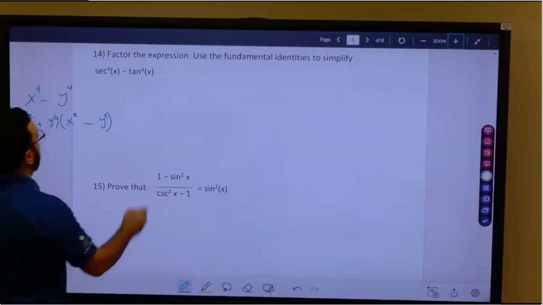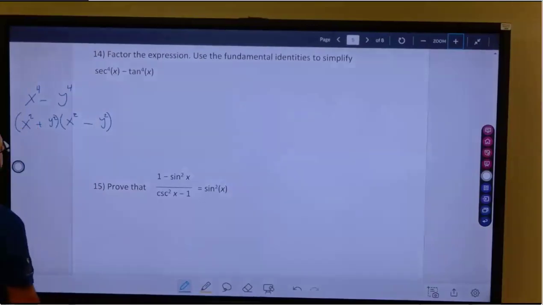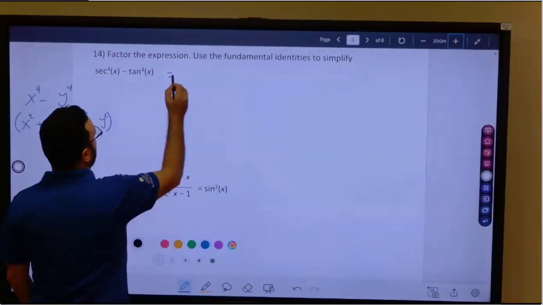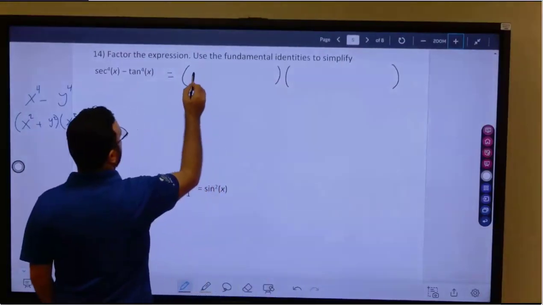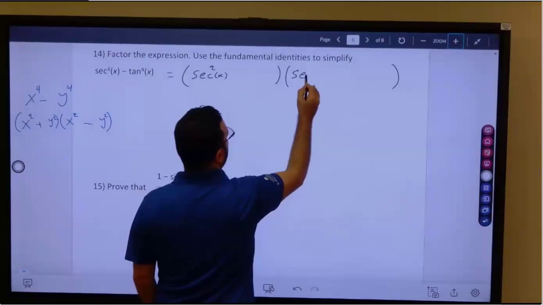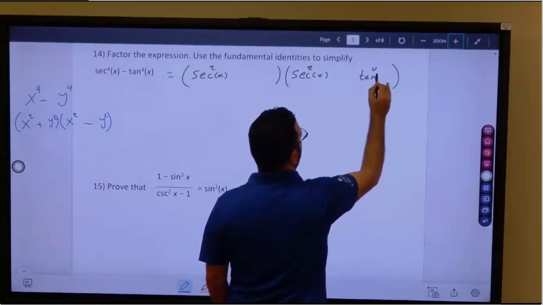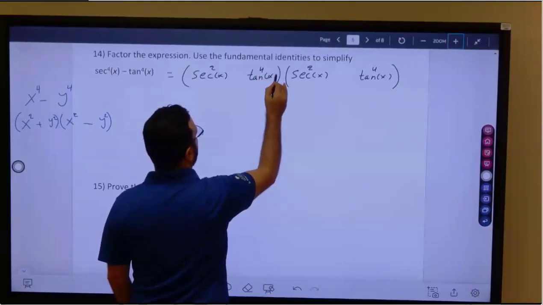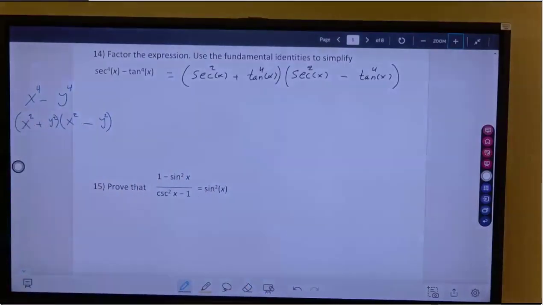Talking about this problem. Now I need to do the same thing, but I have secant to the power 4 x minus tangent to the power 4 x. So in this case, I'm gonna open two parentheses. I'm gonna say this is equal. There's two parentheses. I'm gonna say on the first one, here is secant squared x, and here is secant squared x. And here is tangent to the power 4 x, and here is tangent to the power 4 x. 1 plus, 1 minus. Now what do you think? What's the next step?